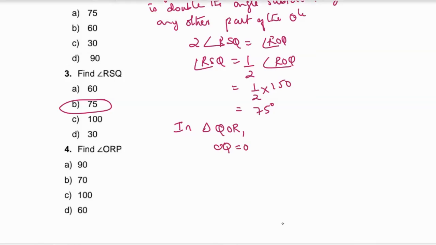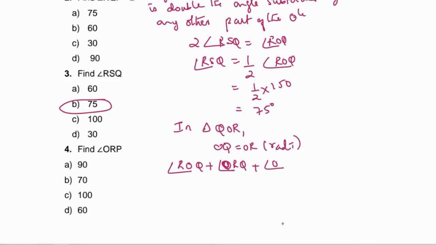OQ is equal to OR, they are the radii of the same circle. Then we know that angle ROQ plus angle ORQ plus OQR is 180. The sum of the angles of the triangle is 180 degrees, the angle sum property.